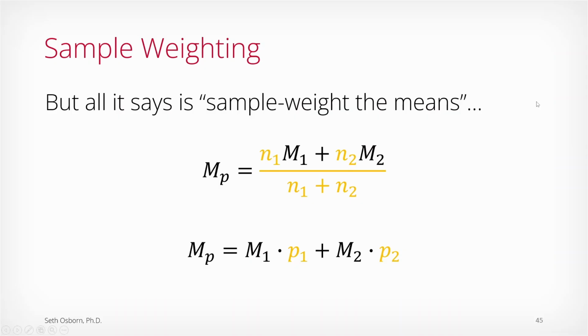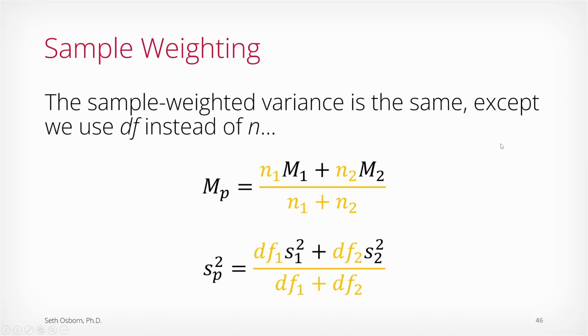And don't stress out if this doesn't make a whole lot of sense. This is something you can dive into later. The point is, here I've shown you how to sample weight the mean. For the sample weighted variance, the pooled variance, it's the exact same thing, except we're going to use degrees of freedom instead of the pure sample size. And you'll learn about why in Stat 1.